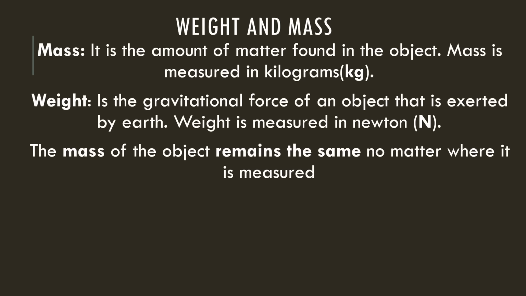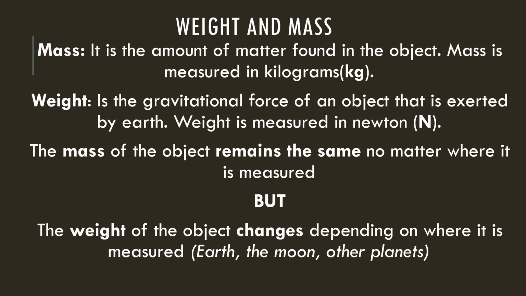So the mass of an object will always remain the same no matter where it is measured, but weight of an object changes depending on where it is measured. So many people will use the term weight incorrectly in our everyday lives. We usually say my weight is X amount, where it should technically be my mass is X amount.